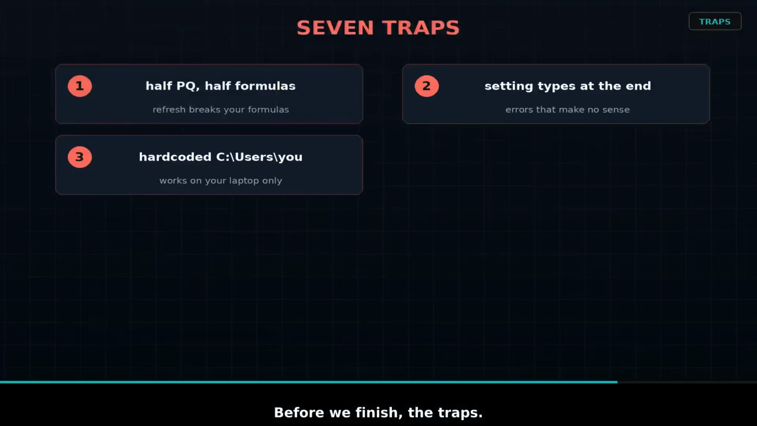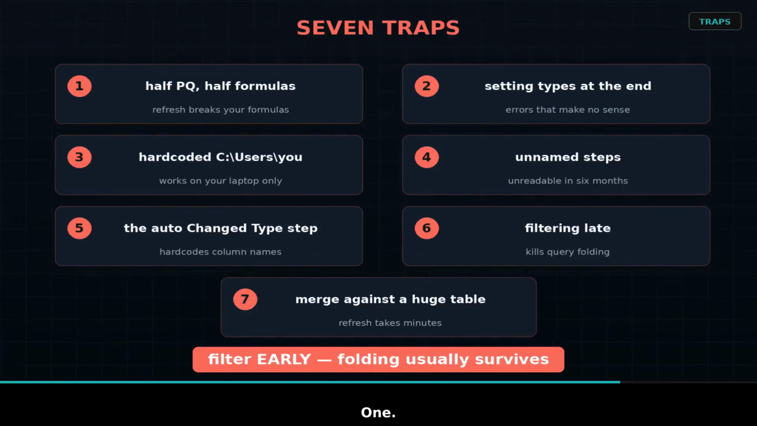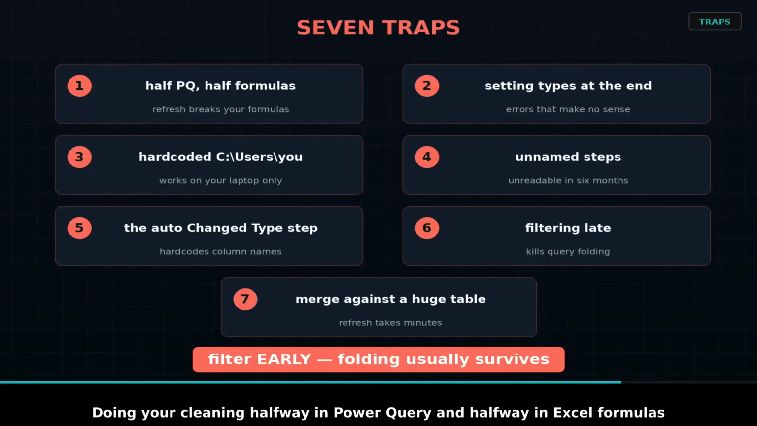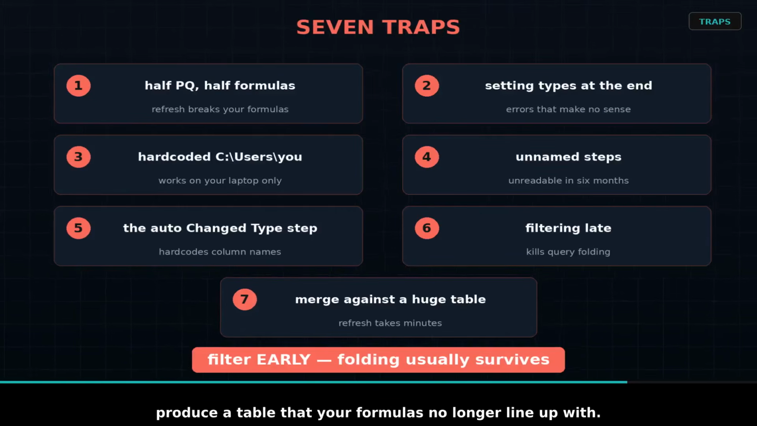Before we finish, the traps. And I've fallen into every one of these. 1. Doing your cleaning halfway in Power Query and halfway in Excel formulas afterwards. Pick one. If it can be done in the query, do it in the query, or your refresh will produce a table that your formulas no longer line up with.